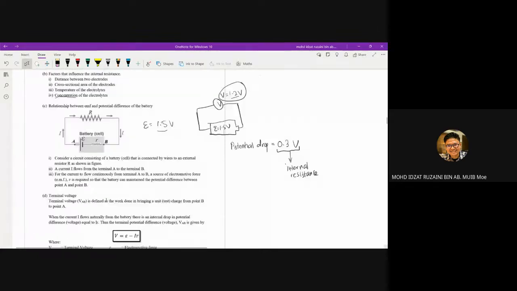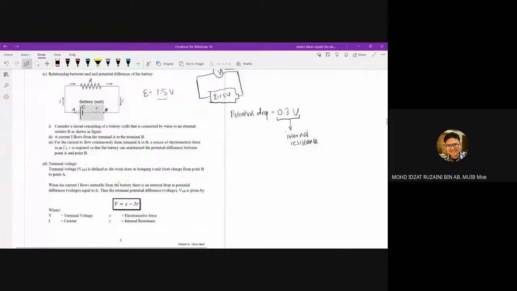Itu tentang potential difference. Part D, terminal voltage. Untuk VAB, terminal voltage VAB is defined as the work done in bringing a unit charge from point B to point A. Charge itu kamu akan bawa elektron from point B to point A. Itu kita panggil sebagai terminal voltage ataupun potential difference. Ini apa yang saya cuba explain tadi.